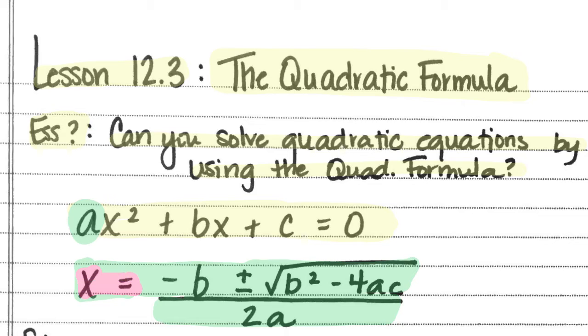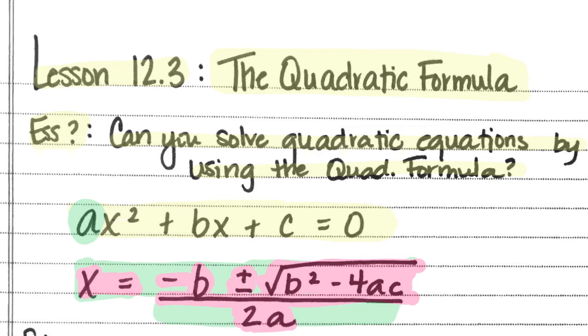X is equal to opposite b plus or minus square root b squared minus 4ac all over 2a.